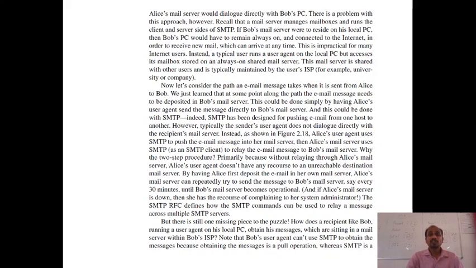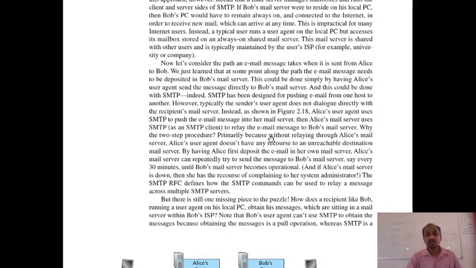Now, what is going to happen is that Alice's mail server will not directly send to Bob's PC. It will first send to Bob's mail server, and from the mail server, Bob can retrieve his mailbox using his local PC or whatever device it is. But there are a few more things we should discuss, which are very important in this case.